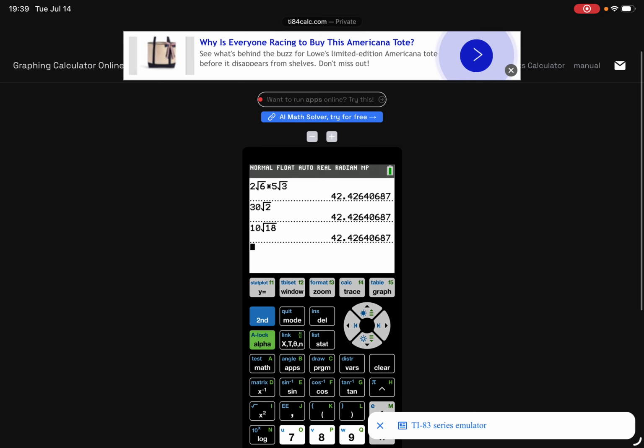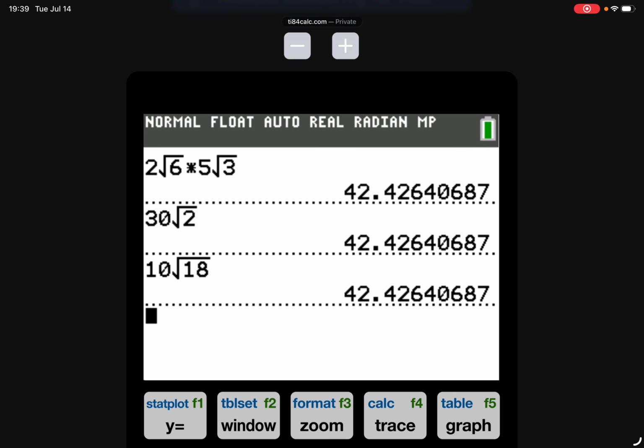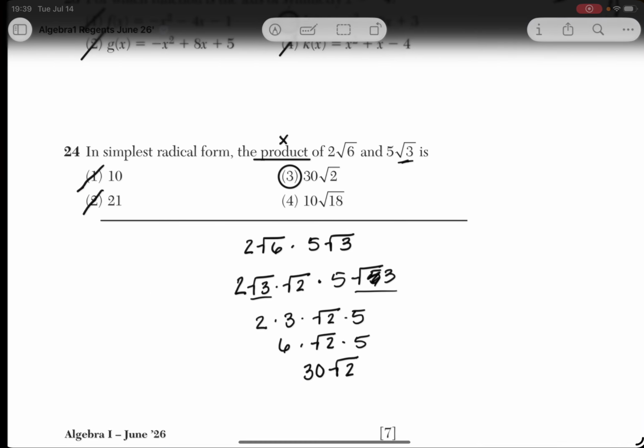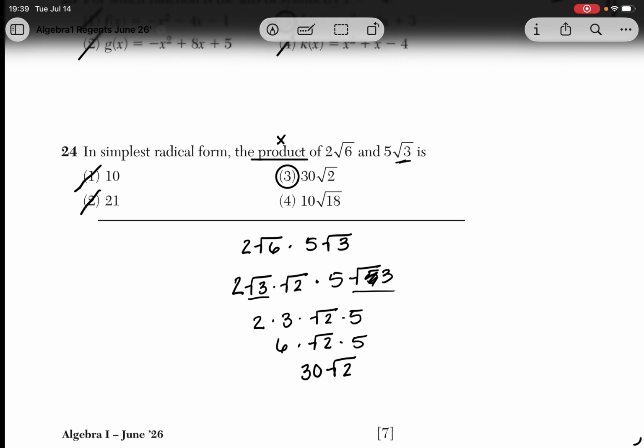Okay, and if we notice, all of those look the same, don't they? All those are going to be the same value, but we have to remember we want it in simplest radical form, which is why 3 ends up being the correct answer. 10 square root of 18 can be simplified because 18 still has factors of 9 and 2, so that can simplify to 3 square root of 2. So 3 would be our correct answer in simplest radical form. 10 square root of 18 can also be an answer if we didn't need it in simplest radical form.